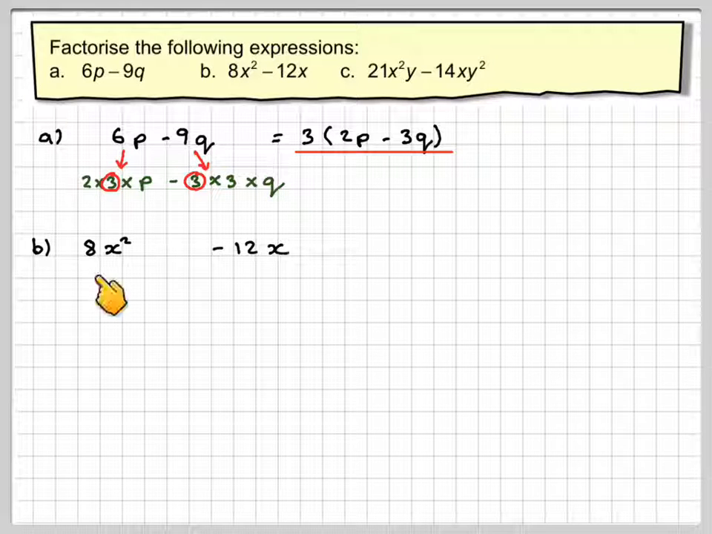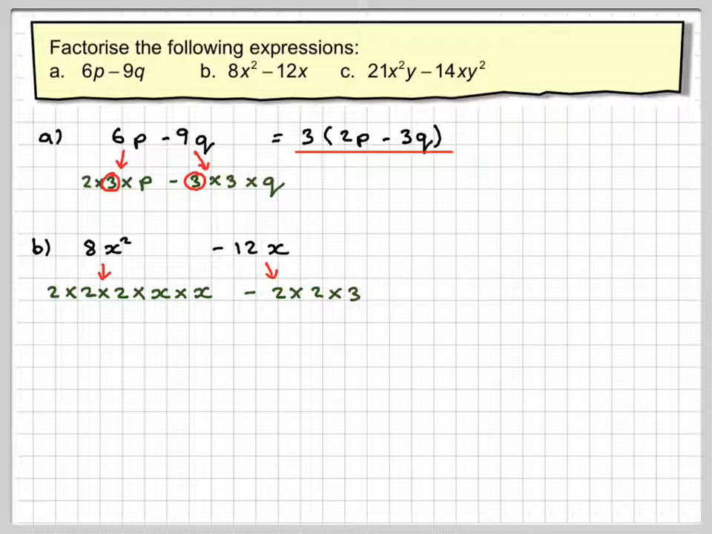B, we've got 8x squared minus 12x. Leave a little bit of space sometimes. Now 8 is 2 times 2 times 2. x squared is times x times x. Then we've got a minus 12, which is going to be minus 2 times 2 times 3 times x.